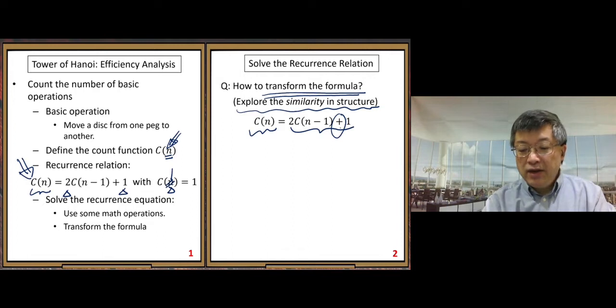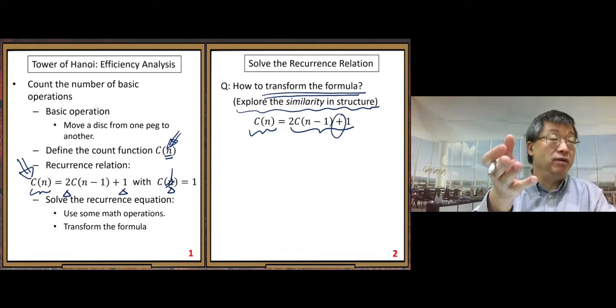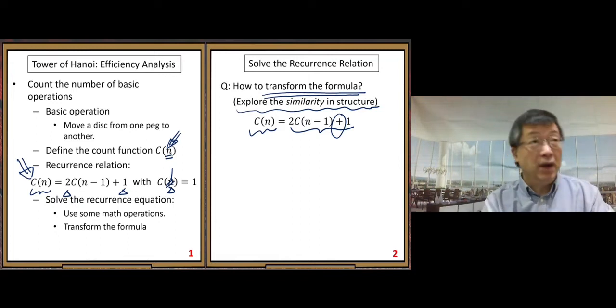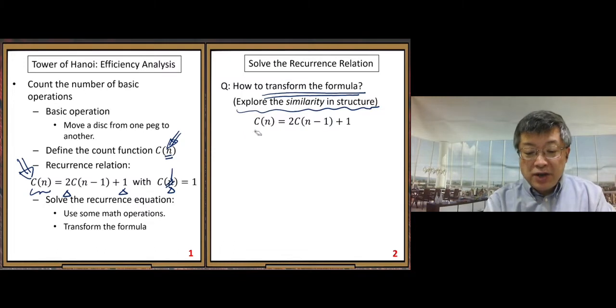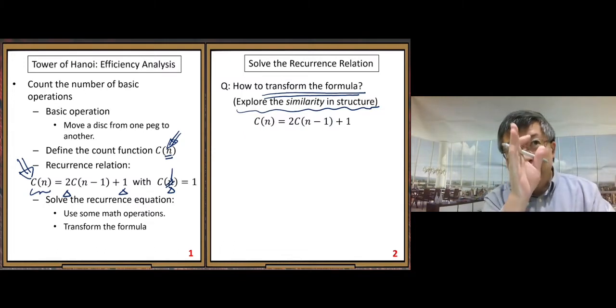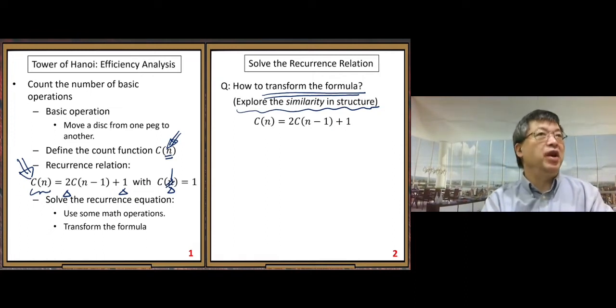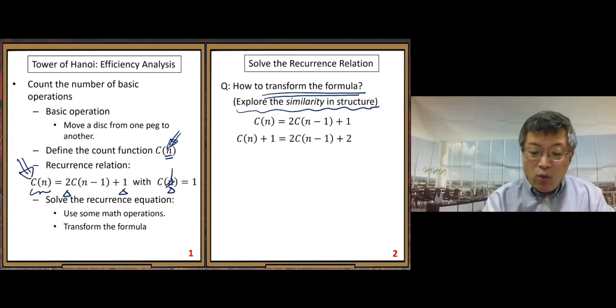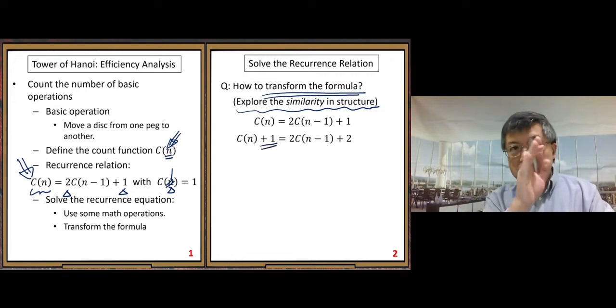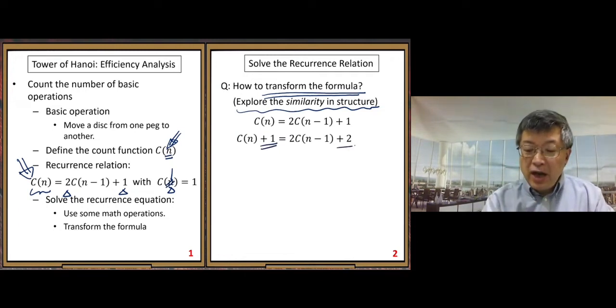Because here, right-hand side you have plus 1, left-hand side you do not have plus 1, right? You do not have anything added. All right. To make them as close as possible, we do this. We add 1 to both sides of the equation and see what happens. We add 1 to both sides of the equation. So the right-hand side has plus 2.